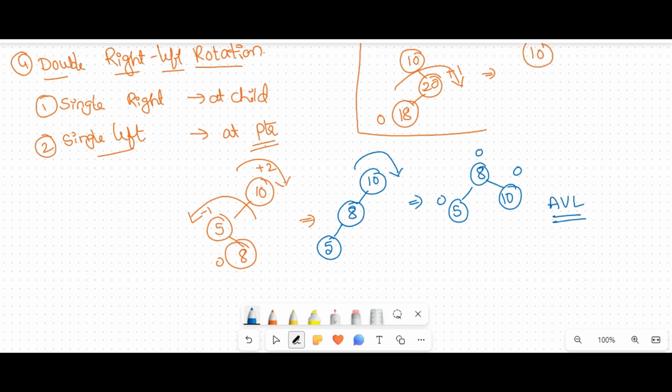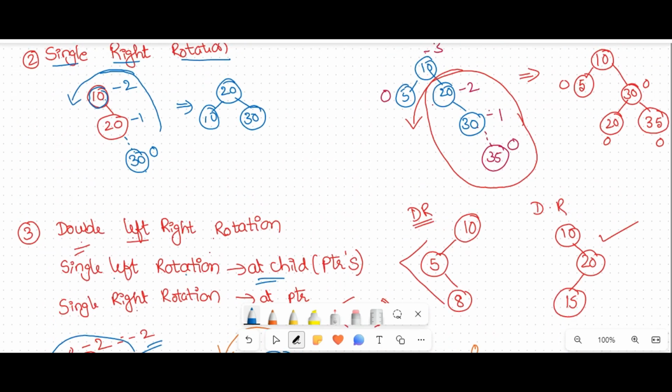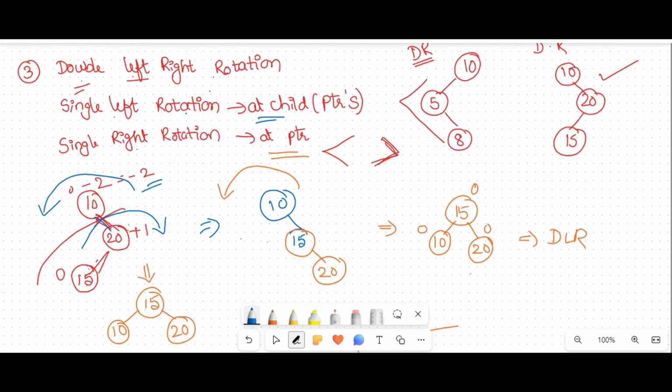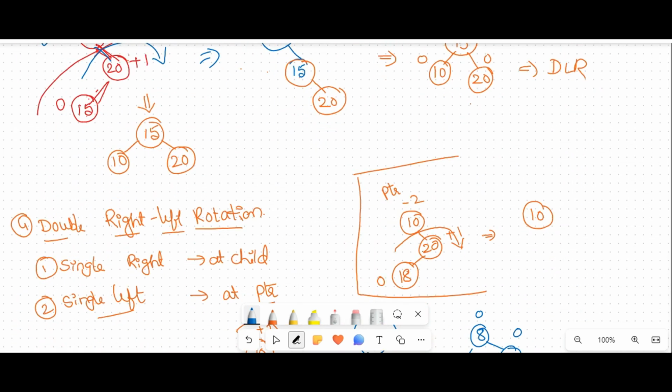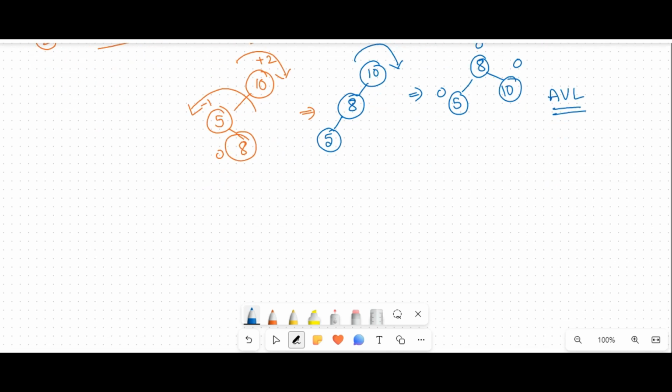So these are the four rotations, with simple examples and explanation: single left rotation, single right rotation, double left right rotation, then double right left rotation. In the next video, we will discuss how to construct an AVL tree for the given numbers, and in which case we have to apply which rotation. That we will discuss in the next video.